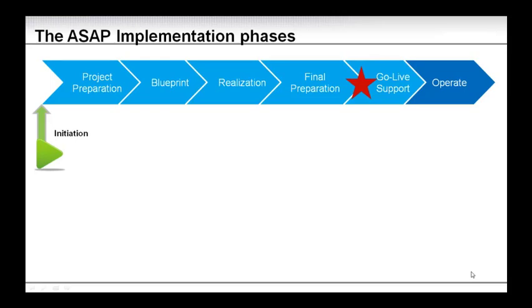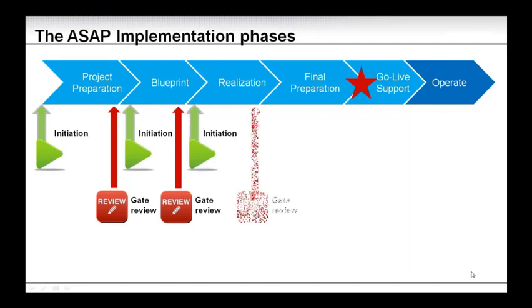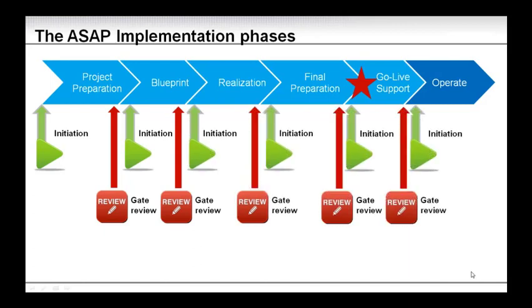So there is an initiation step as we start each phase, and we end each phase doing a review. As per the ASAP methodology, we will be doing a quality gate review, and there is a checklist for what that review needs to address. So this is the start and the end of each phase, and this trend repeats throughout. Each phase starts with its own initiation and finishes with its own review.